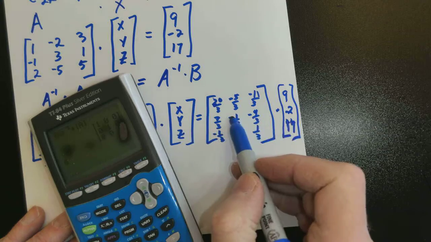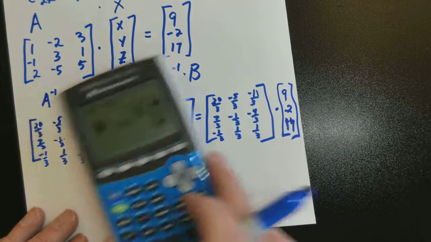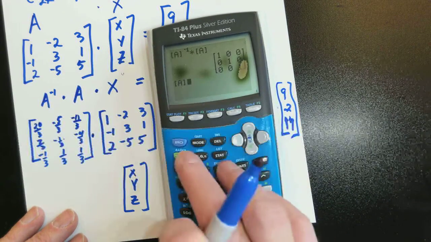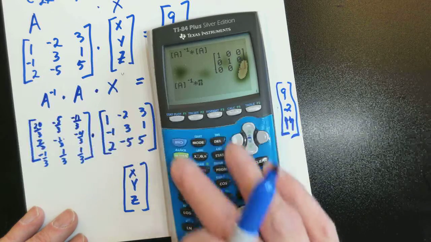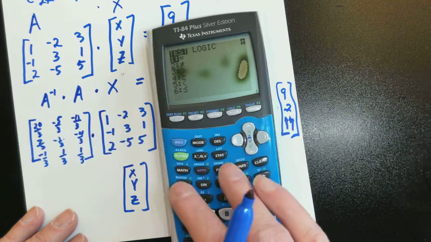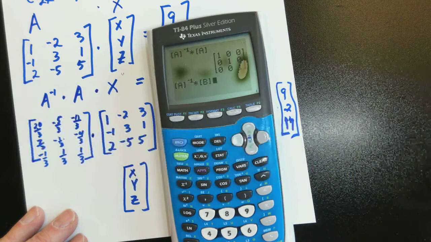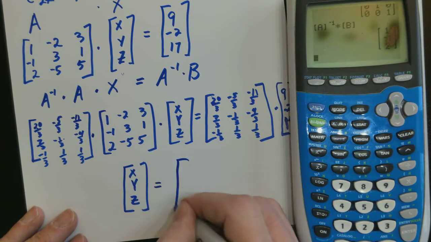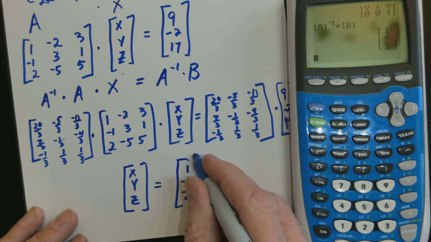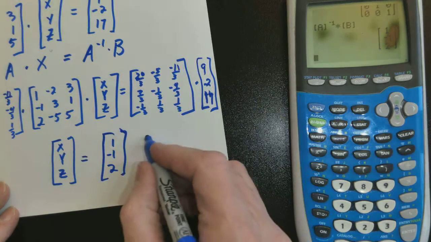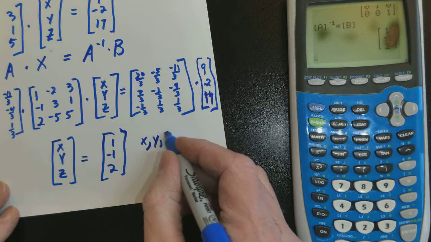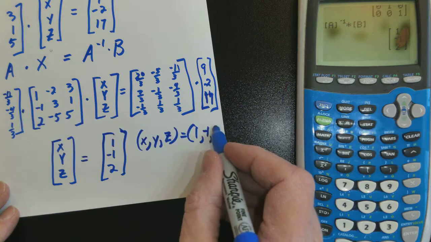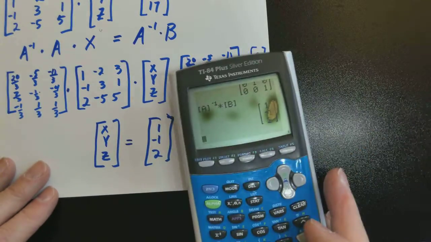Now I'm going to take the inverse of A times B. Matrix, second matrix, A inverse times second matrix, B, enter. I get 1, negative 1, and 2. All right? So X equals 1. Y equals negative 1, and Z equals 2. All right. Okay.